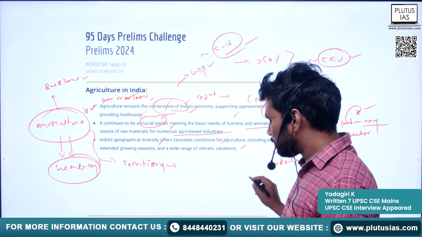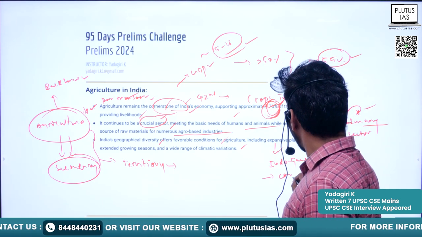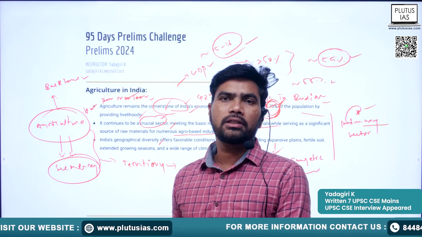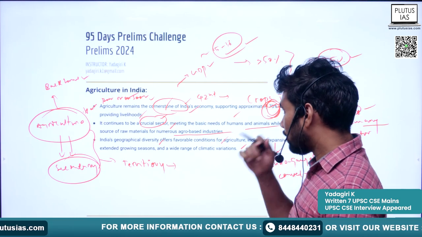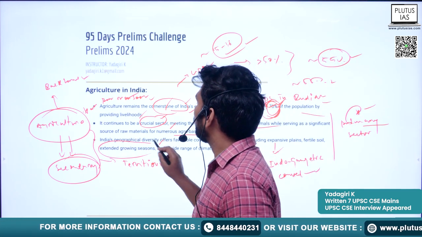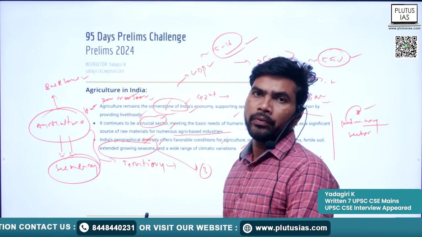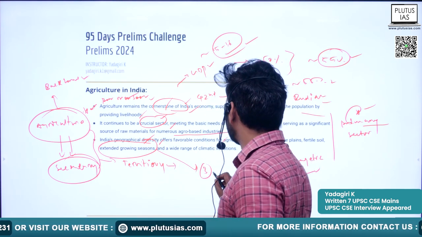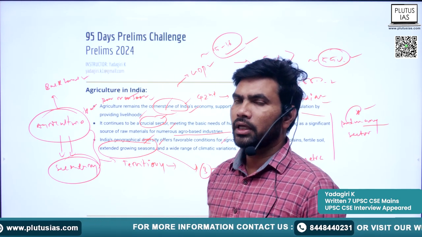Indo-Gangetic plains, and also the coastal plains, these plains extensively support the agriculture in India, right? So it has extensive growing seasons. So basically we have three seasons, we will study them: kharif season, rabi season, and the zaid seasons. So agriculture can be divided into three seasons. We will study about them.